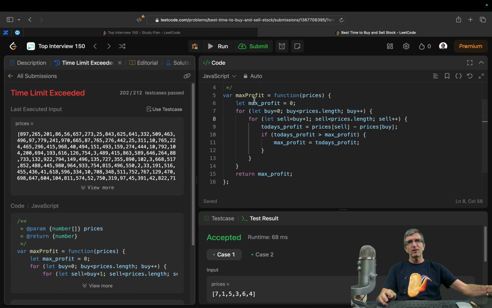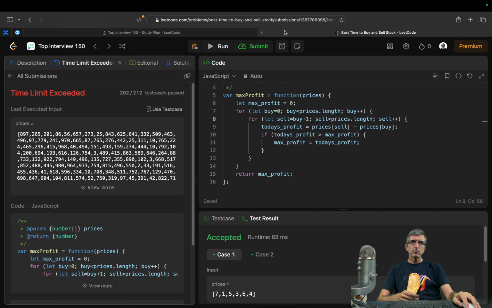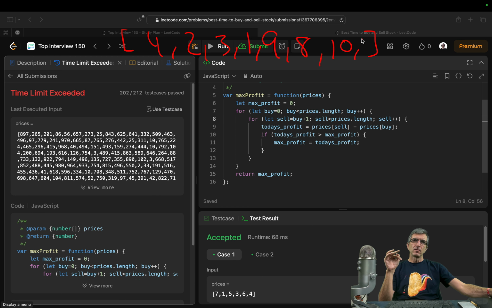In most cases, you have to think about solutions. In most of the cases, you can look for the solutions. We try to do things in one go. So if you have 4, 2, 3, 1, 9, 8, 10, 7, you have to be able to do it in one go. The algorithm is like this.